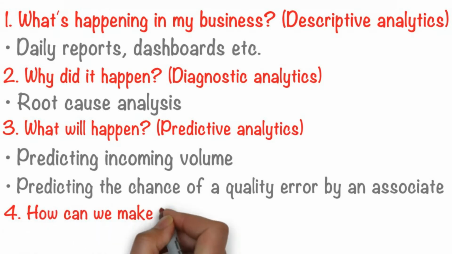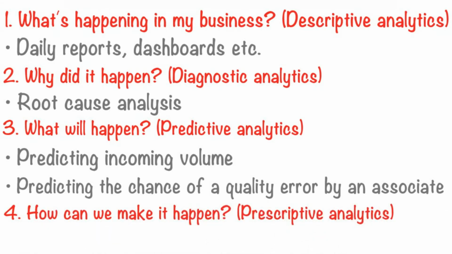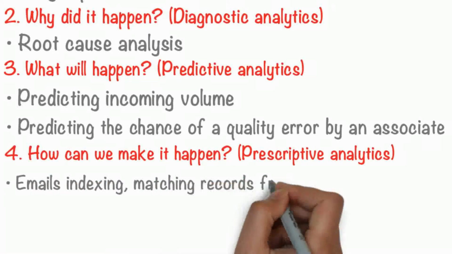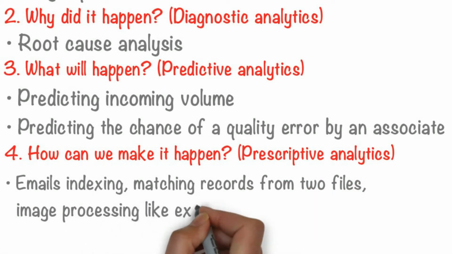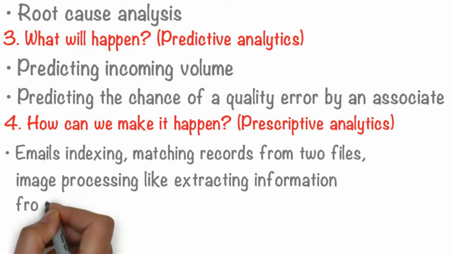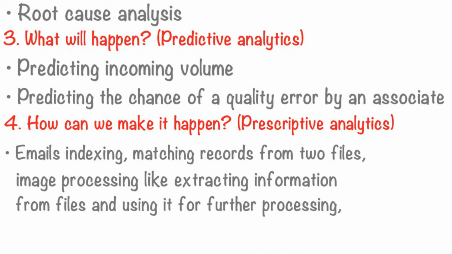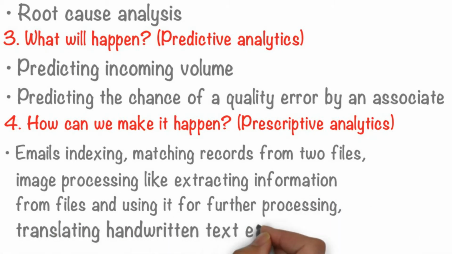4. How can we make it happen? Prescriptive analytics, emails indexing, matching records from two files, image processing like extracting information from files and using it for further processing, translating handwritten text, etc.